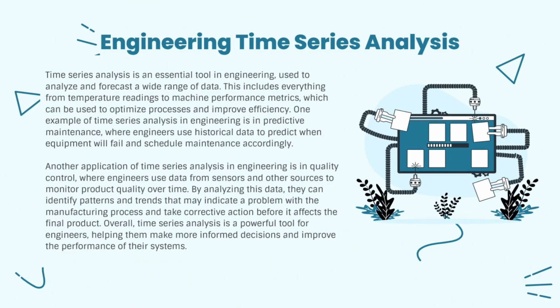Engineering time series analysis. Time series analysis is an essential tool in engineering, used to analyze and forecast a wide range of data. This includes everything from temperature readings to machine performance metrics, which can be used to optimize processes and improve efficiency. One example of time series analysis in engineering is in predictive maintenance, where engineers use historical data to predict when equipment will fail and schedule maintenance accordingly.